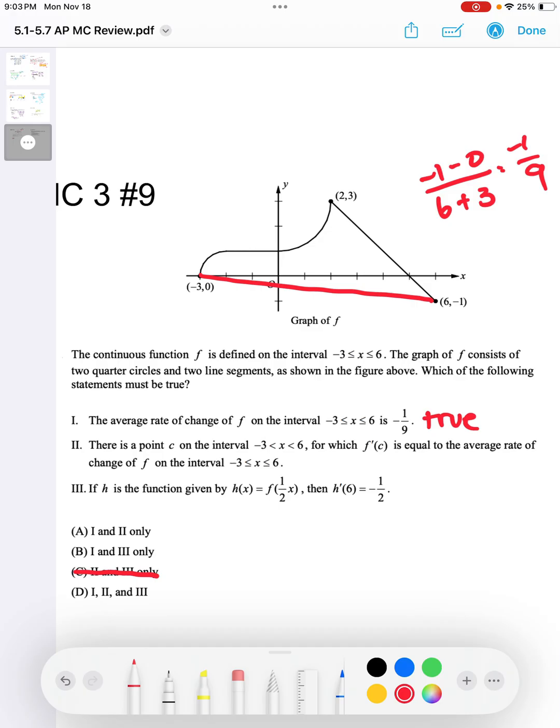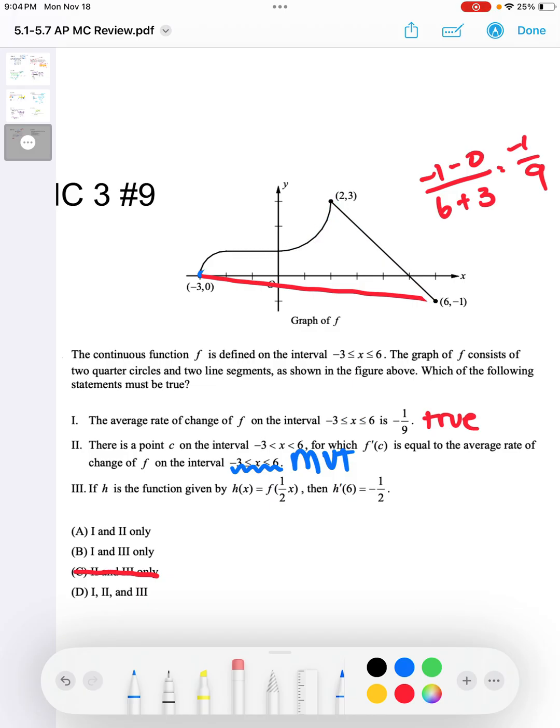Then there is a point C on the interval from negative 3 to 6 for which the derivative is equal to the average rate of change. Now, this is asking for MVT. And for MVT to be true, the function needs to be continuous on the interval. And it is definitely continuous on the whole interval. If we can trace this entire thing, and as I trace that entire thing, I don't have to pick up my pencil at all. And that is true. There's no holes, no vertical asymptotes, no jumps in the graph.